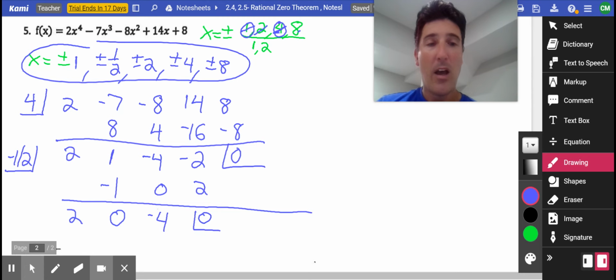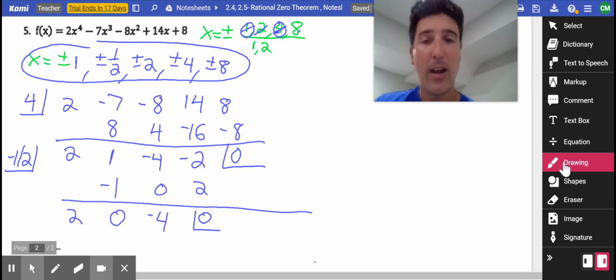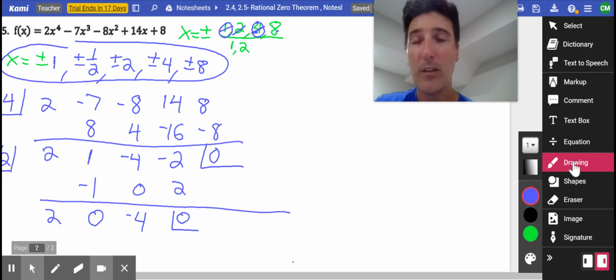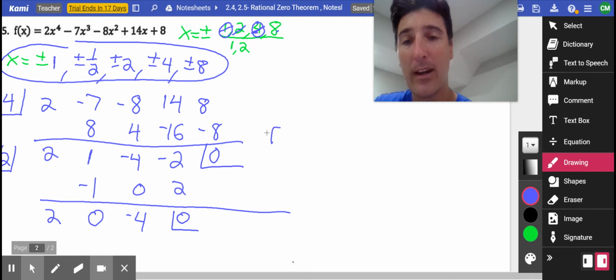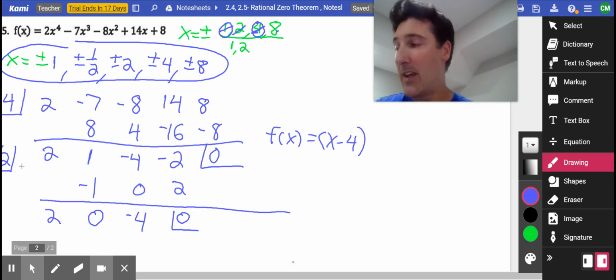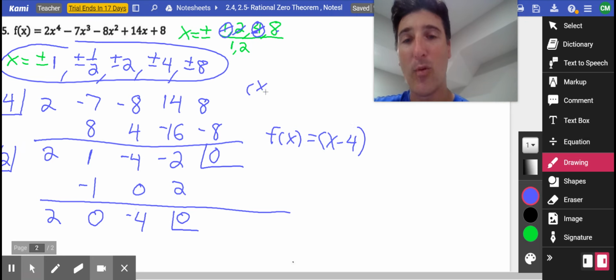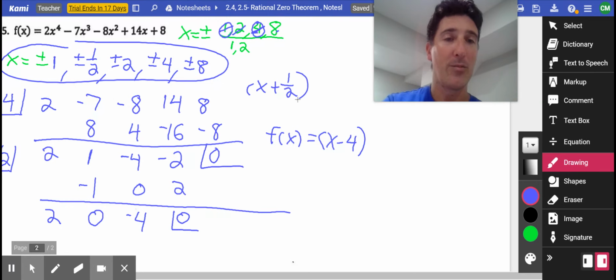All right. And then what I've proven, I also have proven that I have the factors. So I've proven that 4 is a 0, so its factor is x minus 4. Now, the negative 1/2, we would say x plus 1/2 is the factor, but you never list the factors with fractions. So to get rid of this fraction, I would multiply by the bottom. So if I doubled it, I would get 2x plus 1.